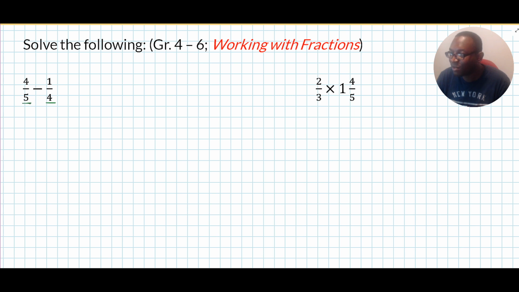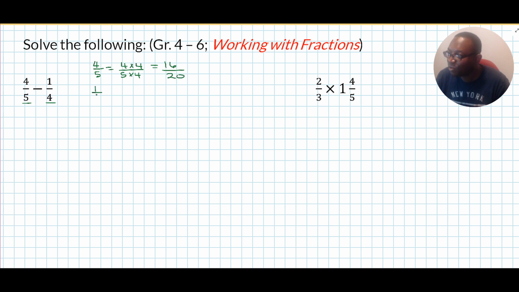Here it's safe enough to just multiply 5 by 4, so that's going to give us 20. So what I now need to do is to find the equivalent fraction for each of these that has a denominator of 20. So for 4 over 5, I need to multiply 5 by a number to get to 20. So I multiply 5 by 4. So I'm going to also multiply 4 by 4. 4 multiplied by 4 is 16. 5 multiplied by 4 is 20.